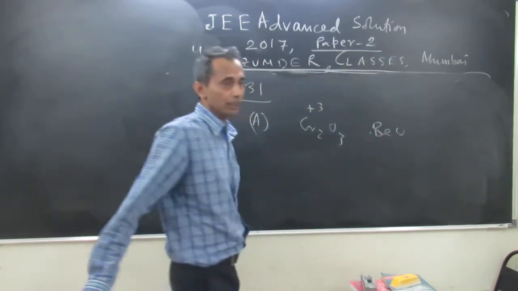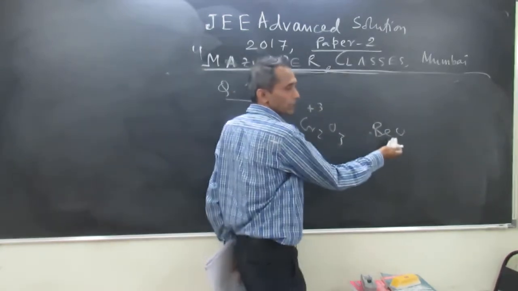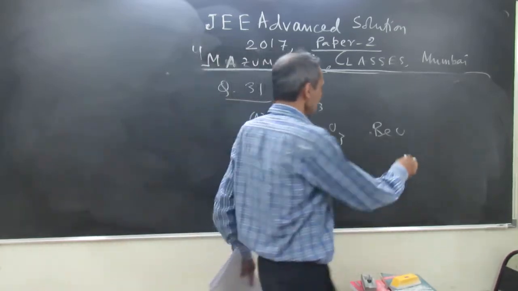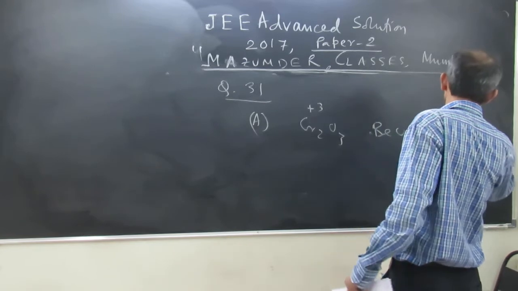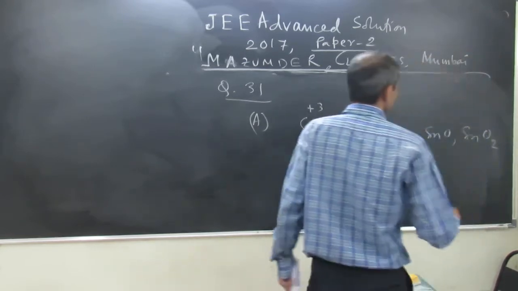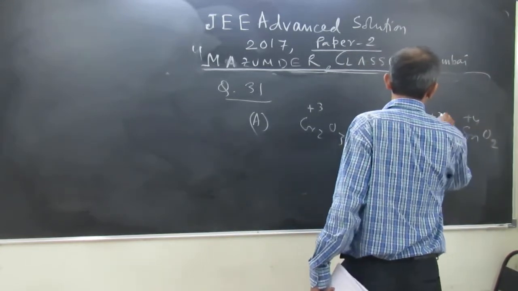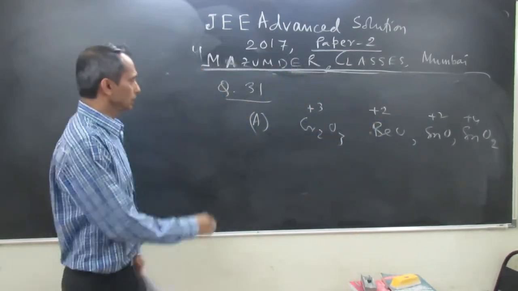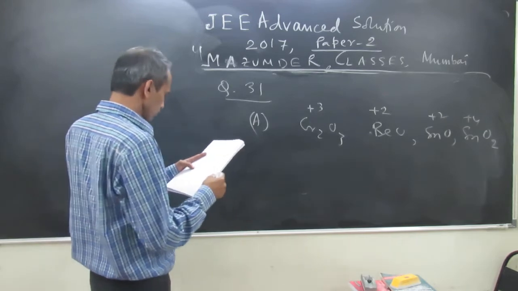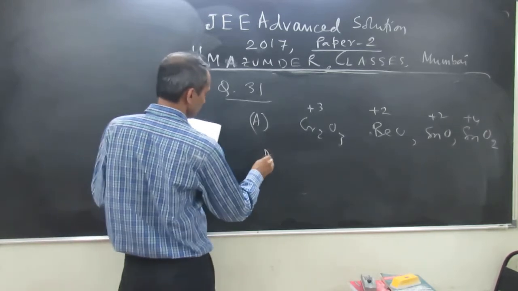What is the meaning of amphoteric? It means it can react with acid or with base simultaneously. Beryllium oxide is amphoteric. SnO is also amphoteric, and astonishingly SnO2, with plus 4 oxidation state, is amphoteric too, as is the plus 2 oxide. So this is a combination of amphoteric oxides, and D has also been found.